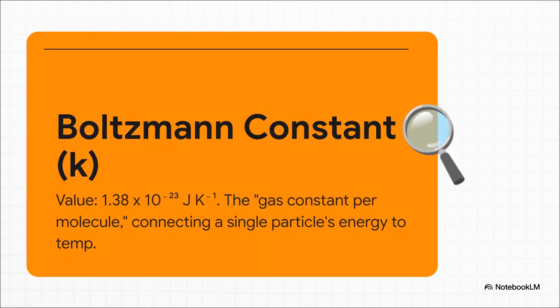And that brings us to k, the Boltzmann constant, which is the key to the physicist's equation. If R is the energy link for a whole mole of gas, then k is the energy link for one single particle. In fact, k is simply the big constant R divided by Avogadro's number, the number of particles in a mole. It's a ridiculously tiny number, but it's the fundamental link between our big picture world of temperature and the microscopic world of particle energy.